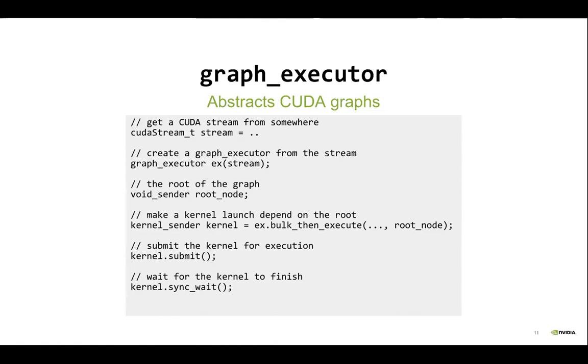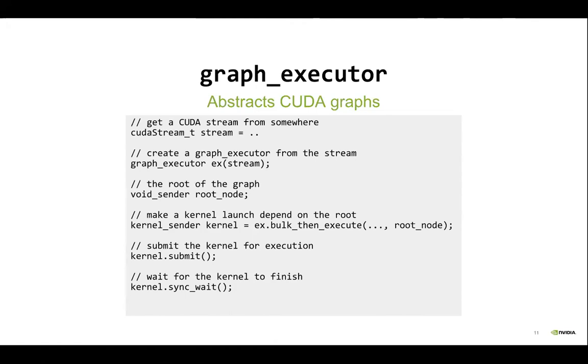And one of the parameters that I pass to that is its predecessor node. In this case, it's that root node, which means that when the work at the predecessor node completes, then the work that I'm describing through the bulk then execute is released to be executed. So we're explicitly describing the dependencies between tasks through these senders using the executor. And what I get back from this bulk then execute call is this thing called a kernel sender. It's going to describe a kernel launch that depends on that root node.